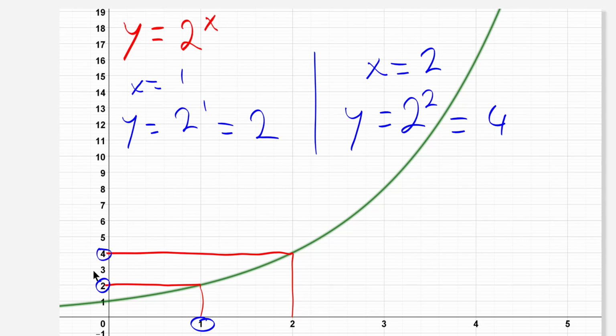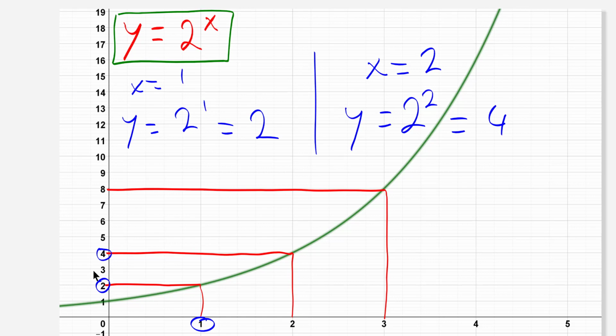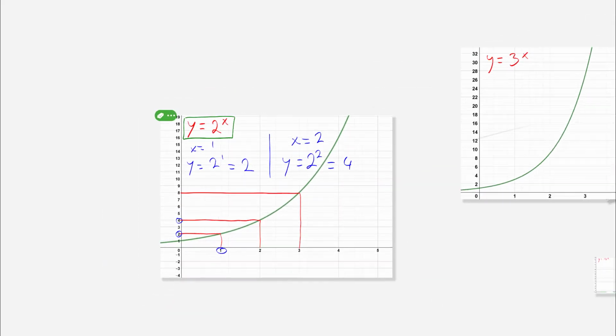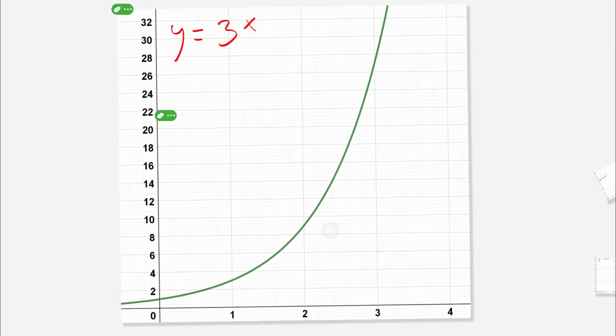What about 2 to the power of 3? Well, we know that 2 to the power of 3 is 8. So this is a simple example of an exponential function, this particular one, y equals 2 to the power of x. So let's take a look at another example of an exponential function.